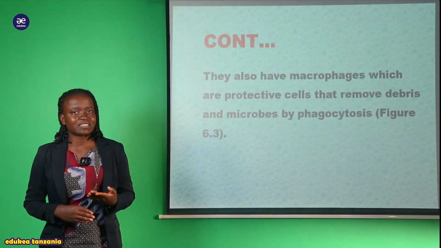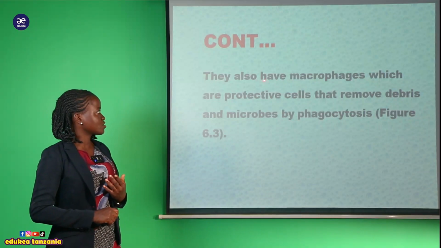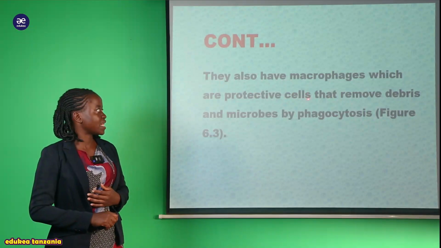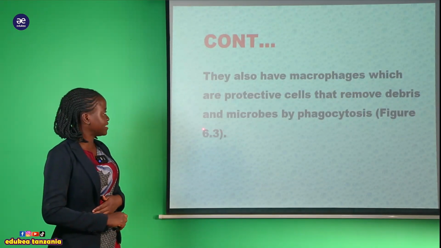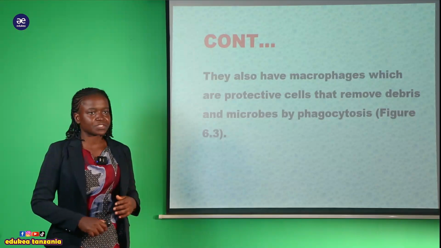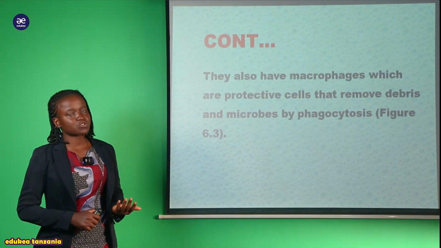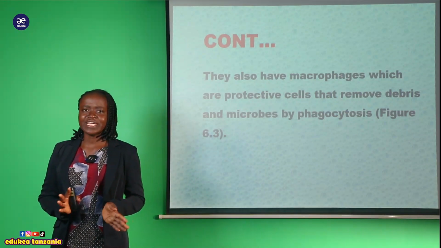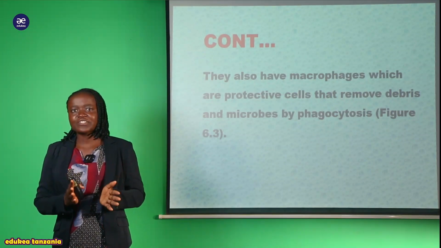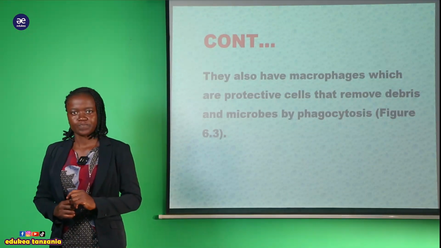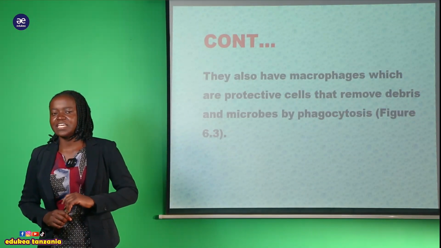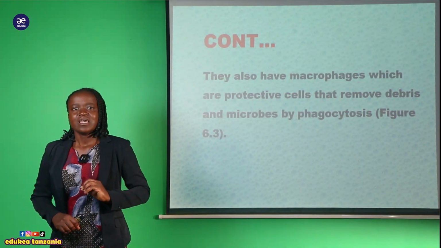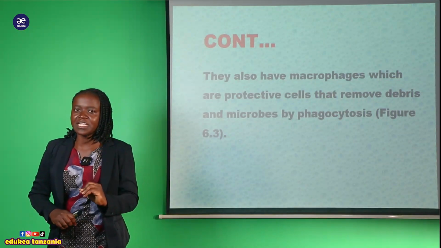Now we can also say that the surfactant has macrophages, which are protective cells that remove debris and microbes by phagocytosis. We are going to see the structure of the surfactant in figure 6.3. Now, my student, we have seen that this structure has a macrophage. We know that the macrophage is the structure responsible for removing any waste, any debris, any kind of material which is not needed by the body.